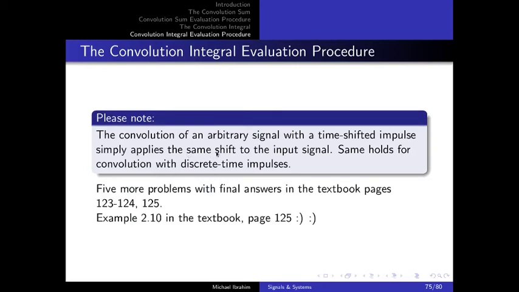There are more problems over here. I encourage you to go through the solved examples in the textbook; that will help you a lot to understand and to practice convolution.